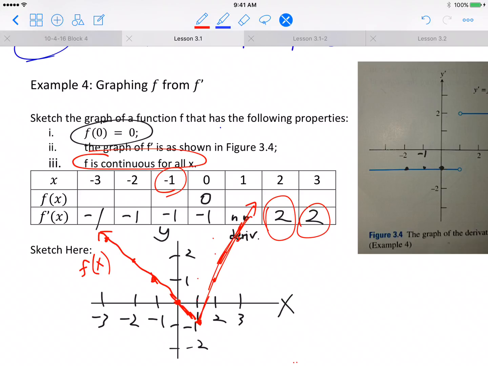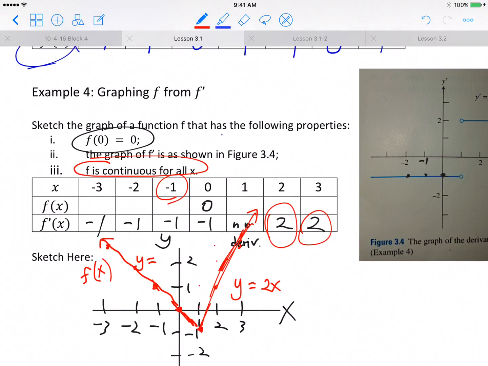On the left-hand side, your equation should be y equals negative x. On the right-hand side, what is it? I know that the slope is 2, so y equals 2x plus negative 3. Your slope is positive 2, and it passes through 1 and negative 1, so it's minus 3 right there. So it's a piecewise defined function with those two lines.